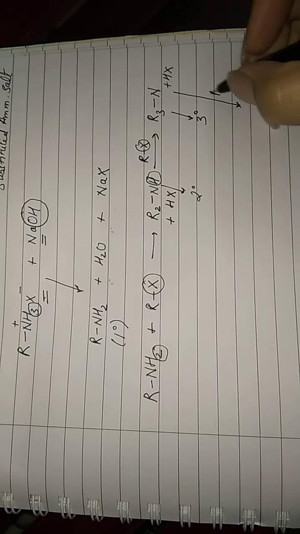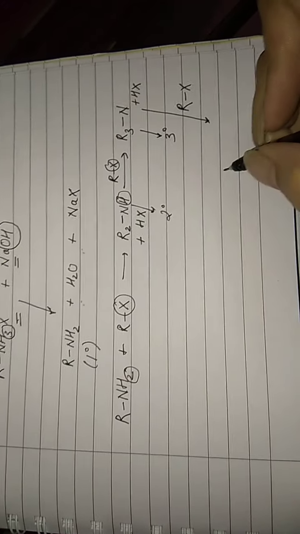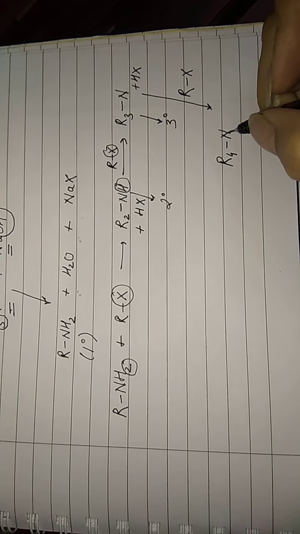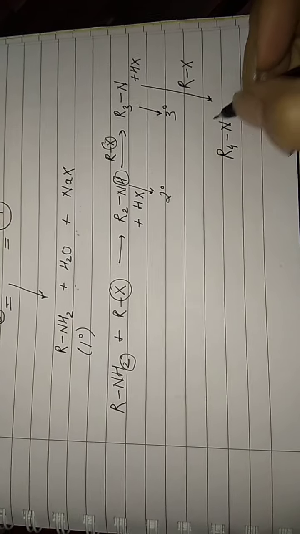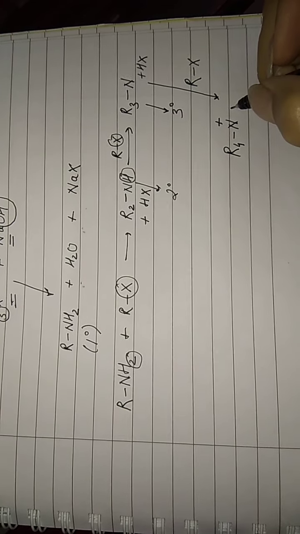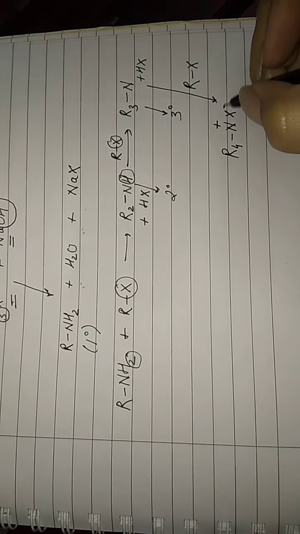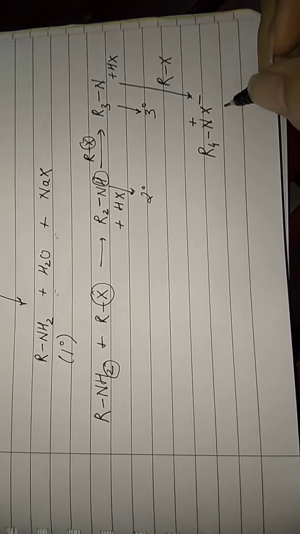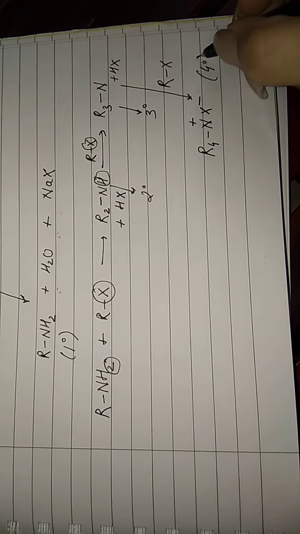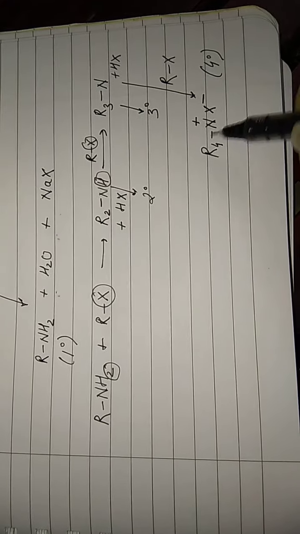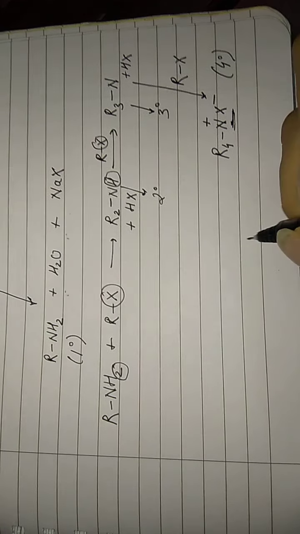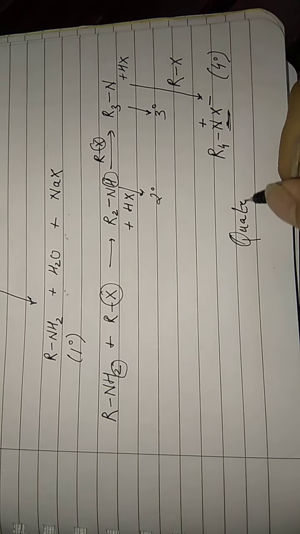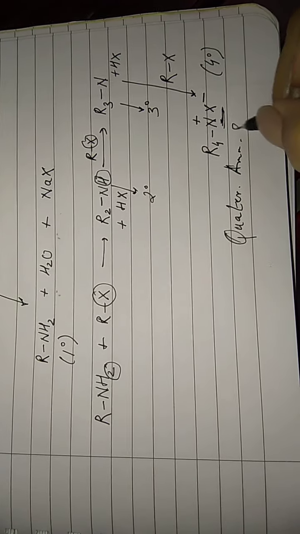If you still react this with another alkyl halide molecule, this time you will get R4N. Now because the nitrogen atom has 4 bonds around it, it will acquire a positive charge, and to neutralize it, X minus will come in the close vicinity of this particular nitrogen atom. This is called a quaternary ammonium salt. Because it is in the form of a salt, we call it quaternary. Just like tertiary, the fourth thing is quaternary ammonium salt.